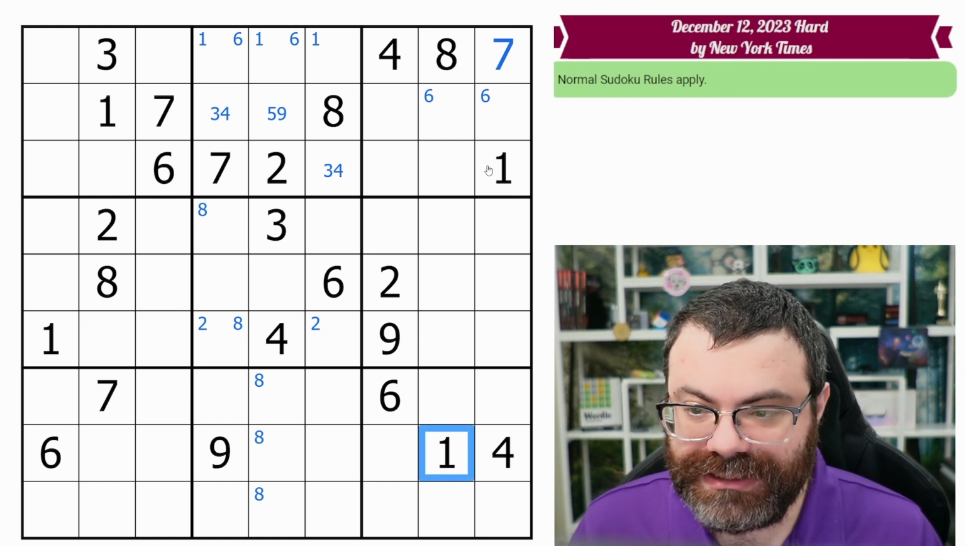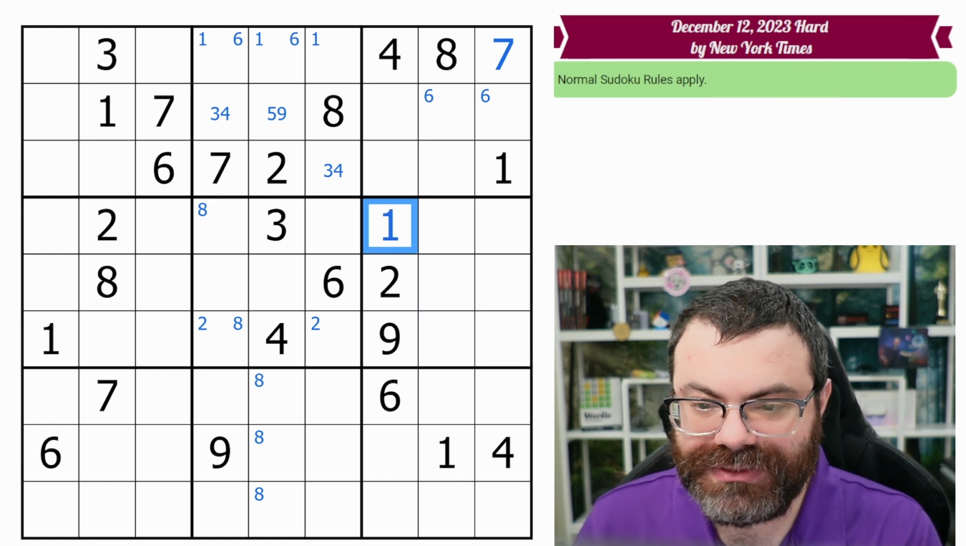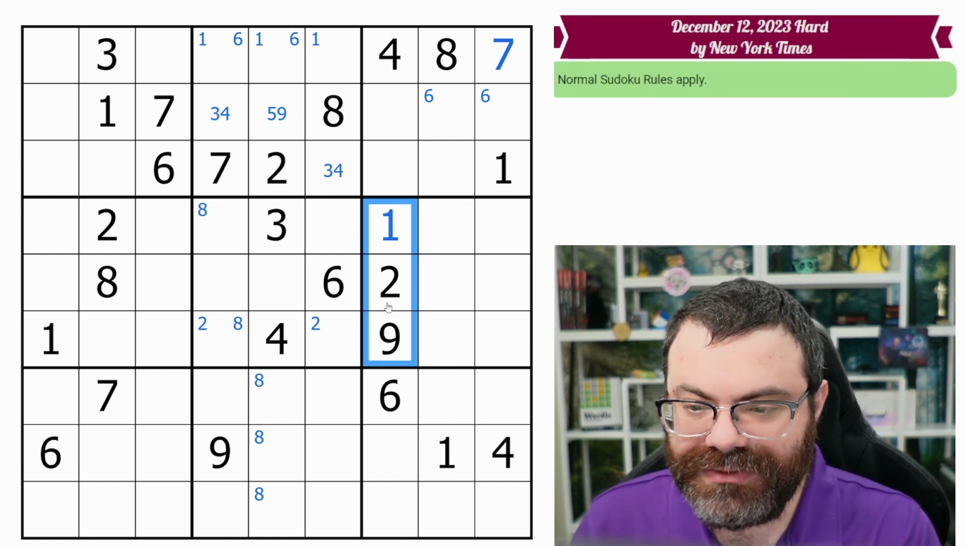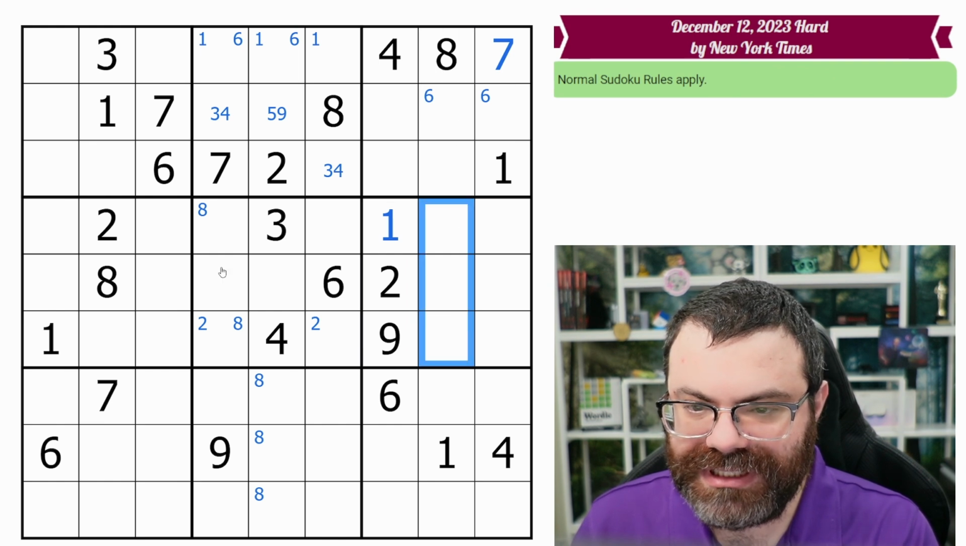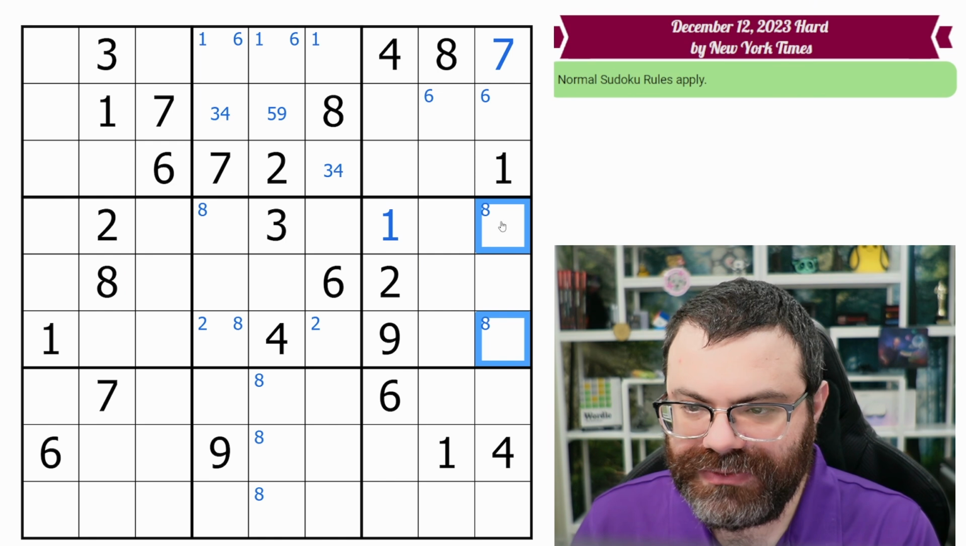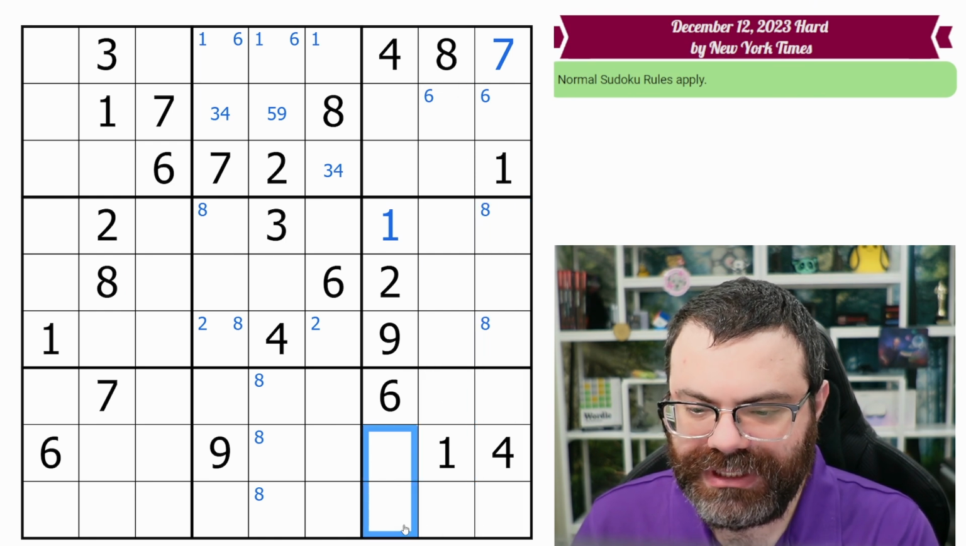Oh, 1s are very nice in this box here. These ones look in, so 1 goes there only. So now what we want to do, because this is full, just like this one, we want to look for digits that aren't already in the box. So like the 8, for example, ends up in one of these two. And that does also point down, putting an 8 in one of those two.